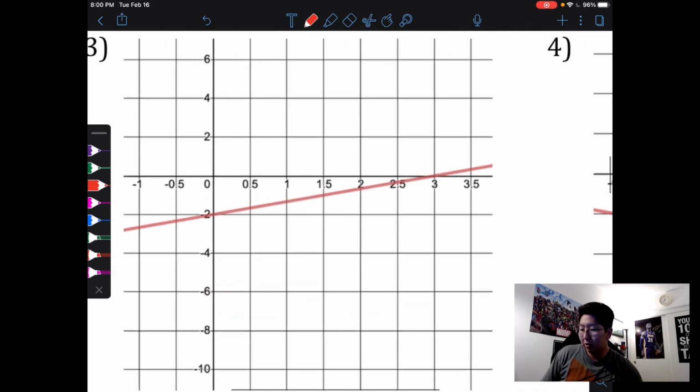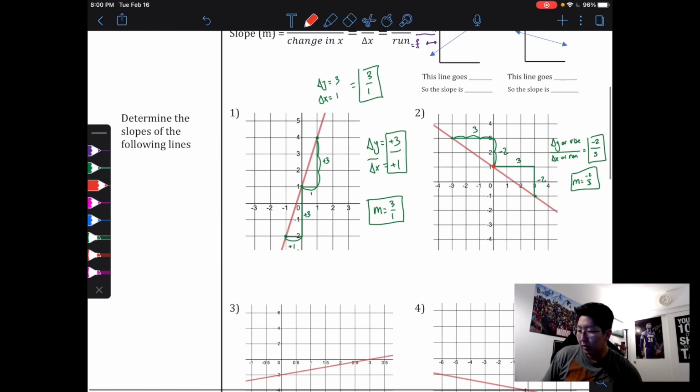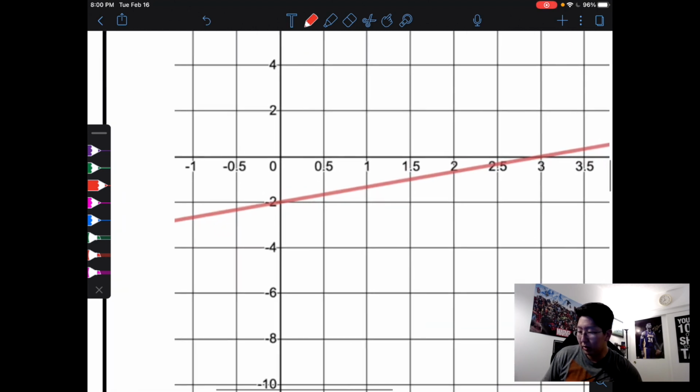All right, let's go ahead and find the slope of this line. Let's find two lattice points. Here's one right here. That is not one. That is not one. That is not one. That is not one. That is not one. But that is one. Okay? So I go up and over. So the rise is 1.